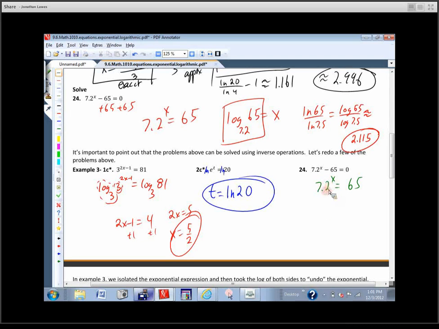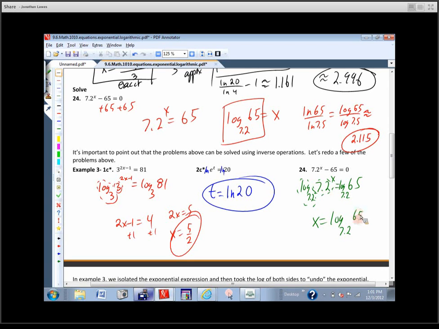Log base 7.2. So if I do log base 7.2 of this side and log base 7.2 of this side, this function undoes that function right there, and I get x equals log base 7.2 of 65. Sorry about that.